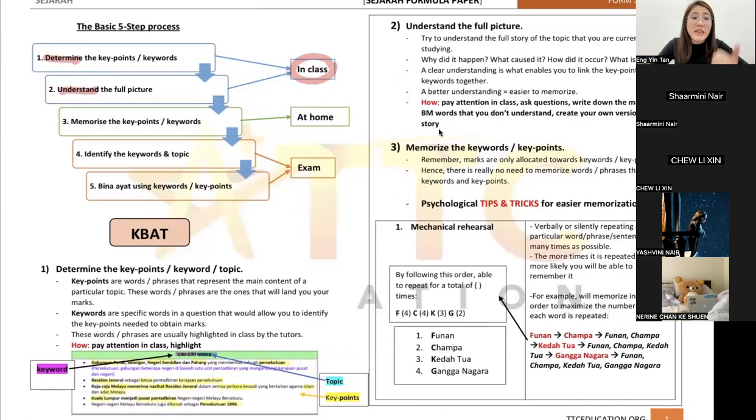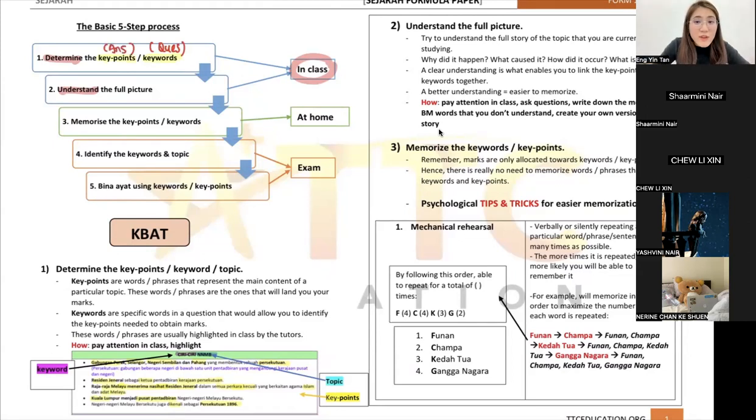Determine the keywords. What are keywords? Keywords are the hints, the clues that they provide you in the question. Normally you see the word in the question, and that's the keyword. You need to make sure what kind of keywords they may ask you. So you need to find the keyword and give me the relevant answer, which is the key points.